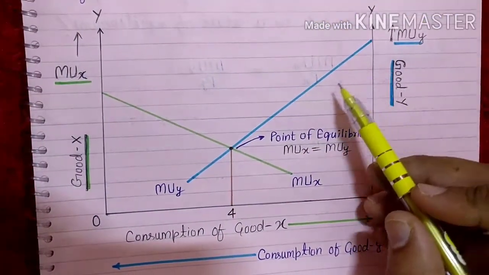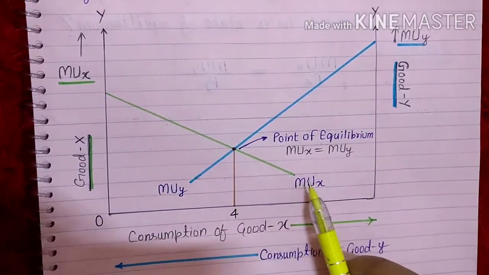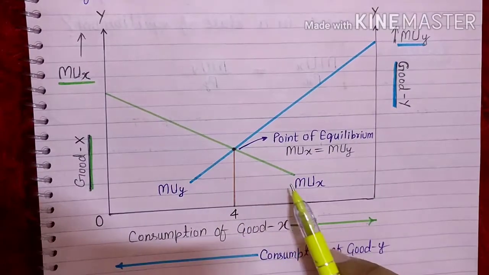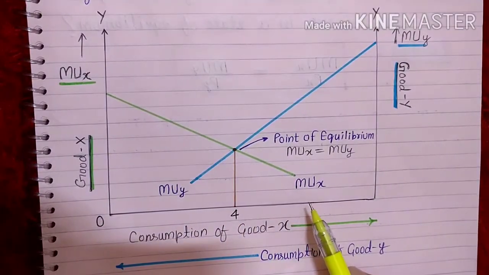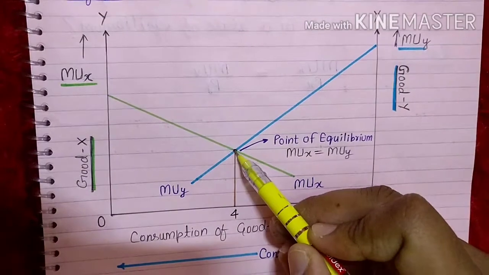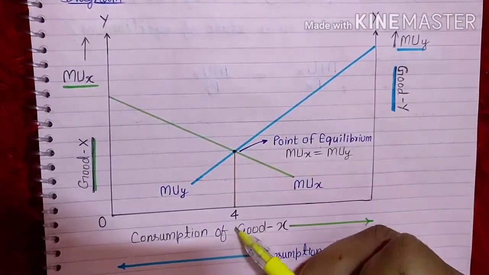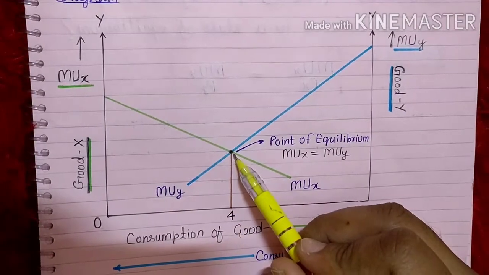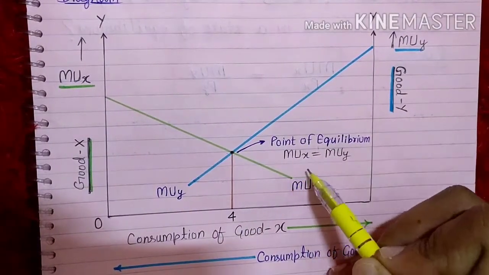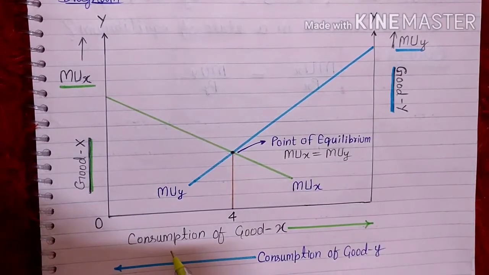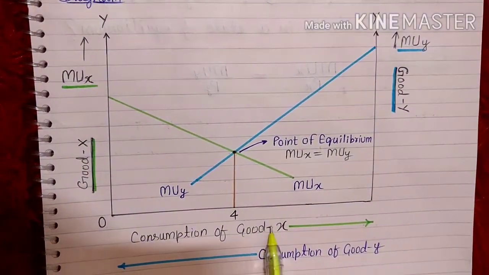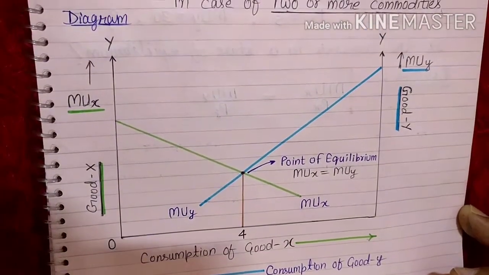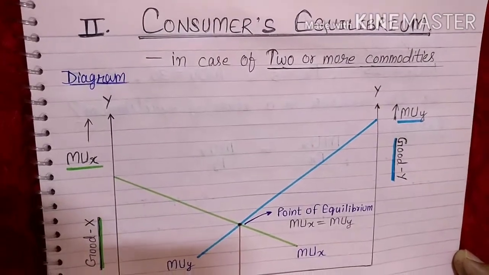So we have seen this green line is showing MUx, and this blue line is showing MUy. Green line MUx, blue line MUy. It is coming downside. Why? Because of the law of diminishing marginal utility. Now see where they are intersecting each other, at this point. I have written 4 here because at this time they are consuming 4 units of good X, but you can write anything, no problem. This is the point of equilibrium where MUx equals MUy, and downside, as I am showing, this is consumption of good X, and consumption of good Y will go this side. So this diagram you can make for consumer's equilibrium in case of 2 or more commodities.